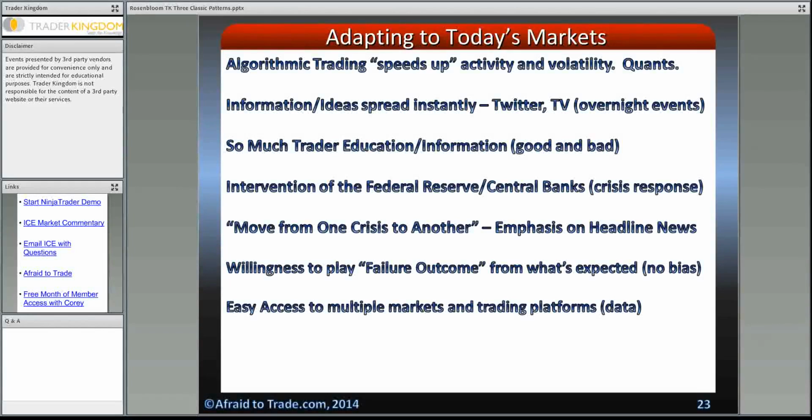This is a whole other presentation, with the intervention of the Fed and central banks, what's called crisis response, which is this other kind of thing that we're in. Crisis. Debt ceiling, we're going to fall apart. We're going to lose our credit rating, and all these awful things that are happening in Europe and in the Middle East, and now we have the Ebola and the government shutdown. You can just keep going on and on and on. But we're much more involved in headline news, and that drives market prices now. Anyway, it's something to have the willingness to play the failure outcome from what's expected.